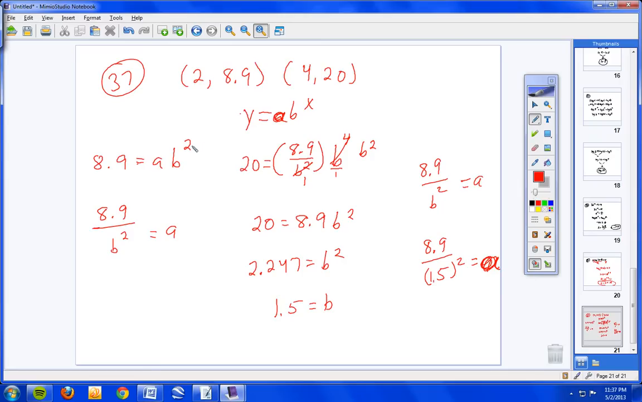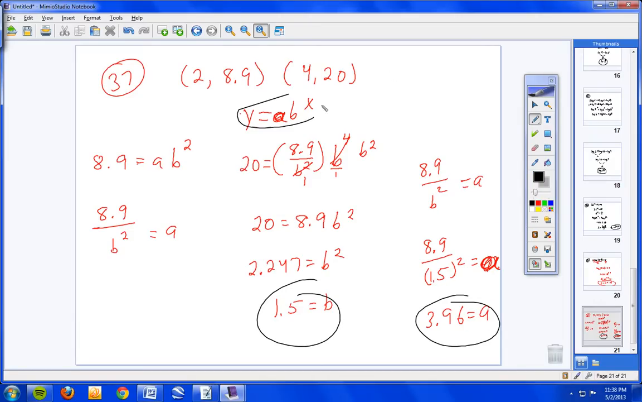Well, let's see what we got here. We have 1.5 squared. 8.9 divided by that. And you'll get 3.96. And that equals a. So do you know what b is? Yes, it's right here. Do you know what a is? Yes, it's right here. So write your model. Y equals, where a is, I'm going to put 3.96. And then where b is, I'm going to put 1.5. And then x is x. So there we go. You just wrote an exponential function.